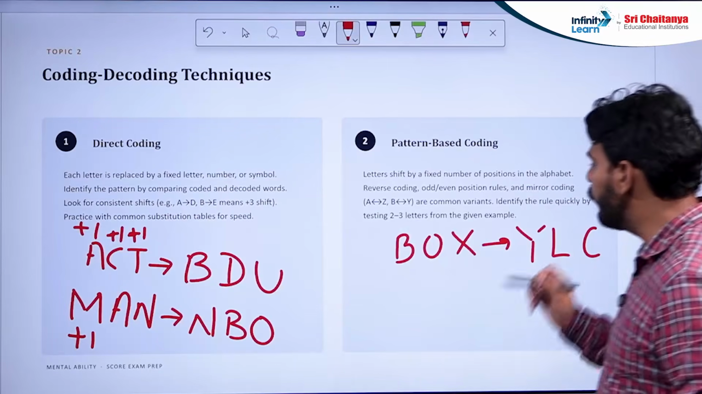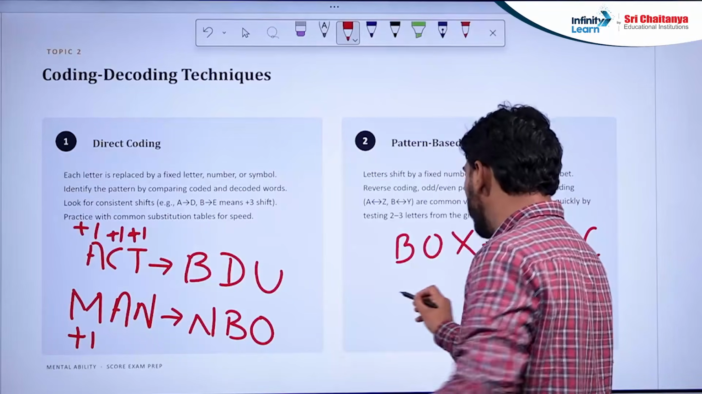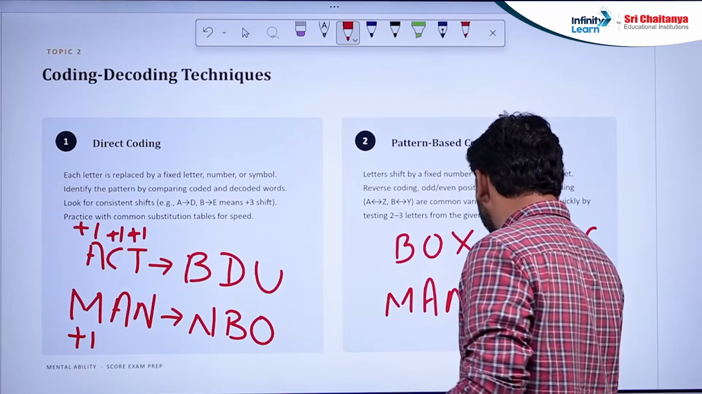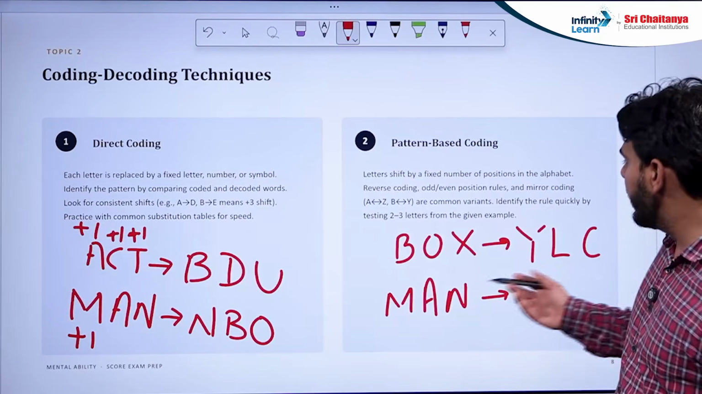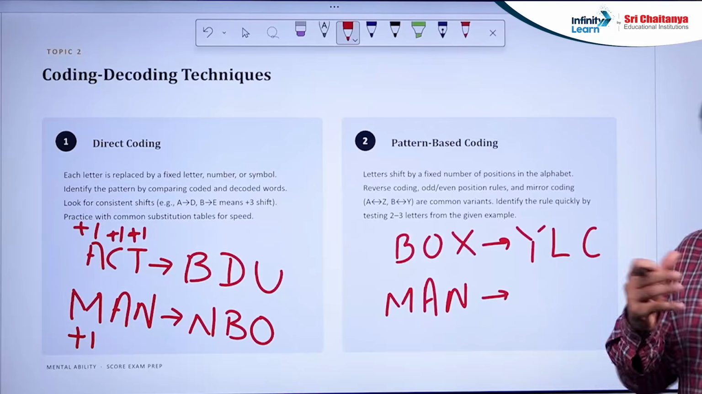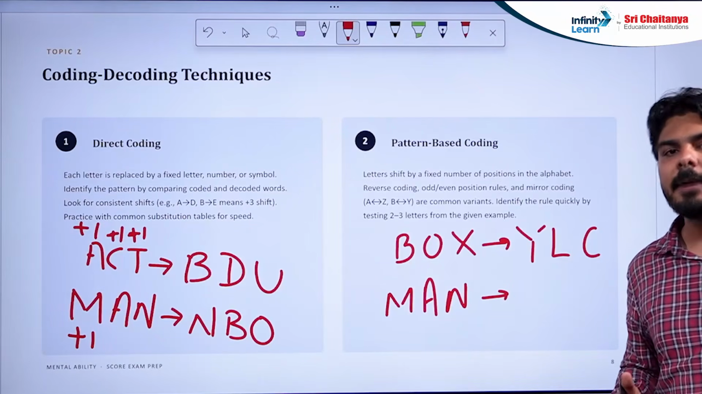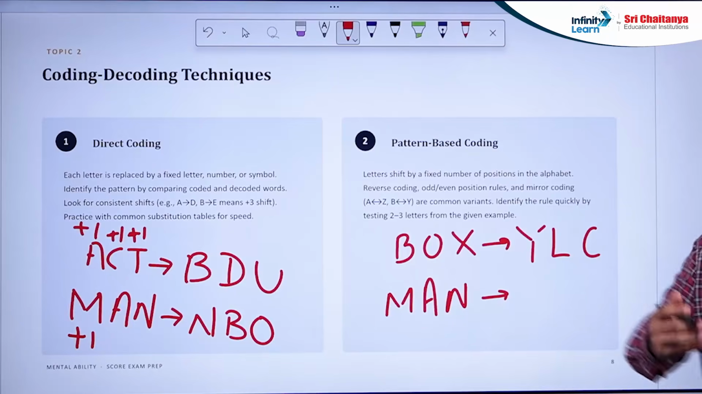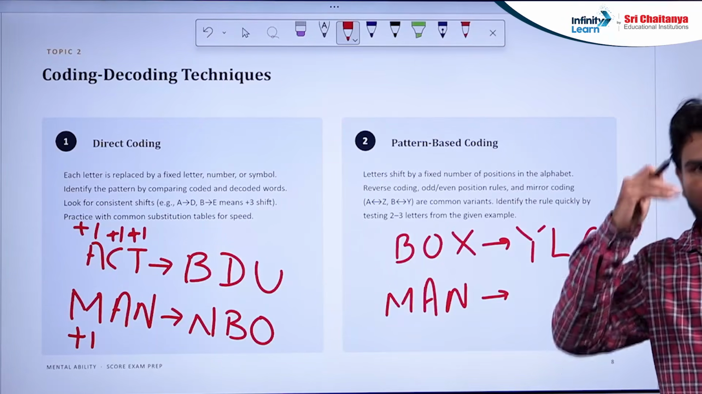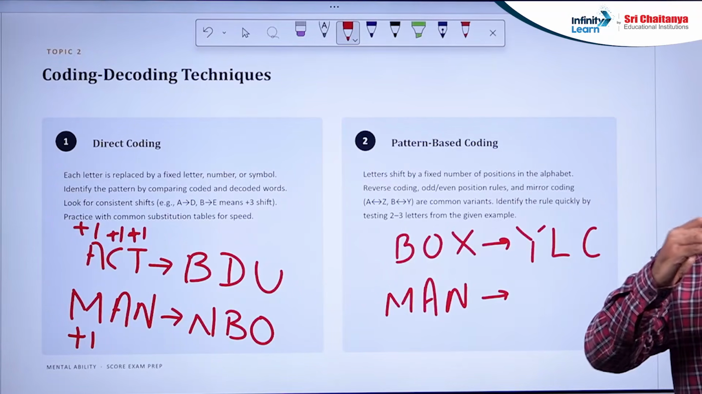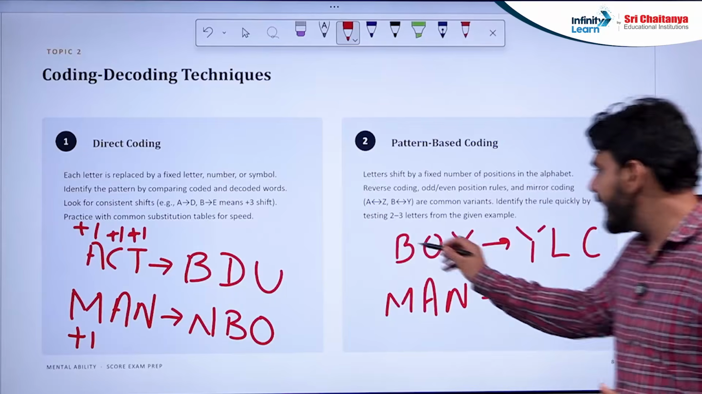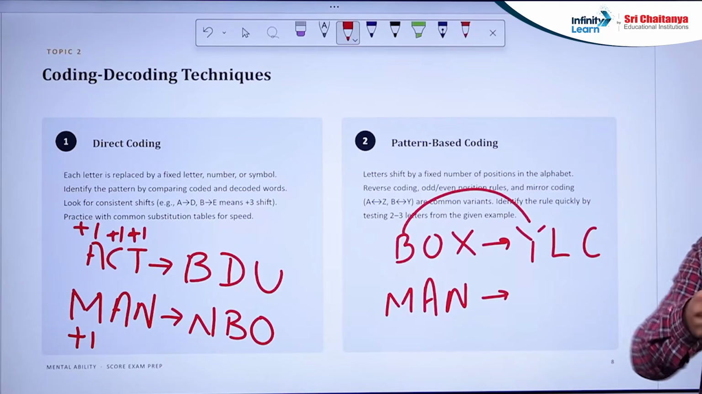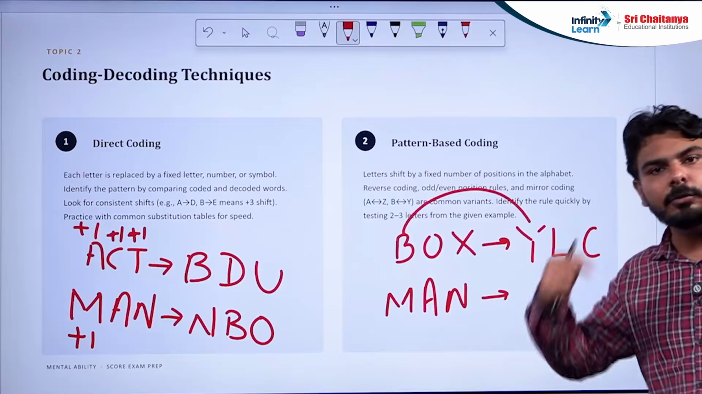Again, suppose you have to find the coding of MAN. Now what I'm seeing here is that B is the second alphabet in alphabetical order, and in a similar way Y is the second alphabet from the last. From the reverse end, Y is the second last letter, so we can say that they are just opposite to each other. In the same way, O is the 15th letter from the start and L is the 15th letter from the end.